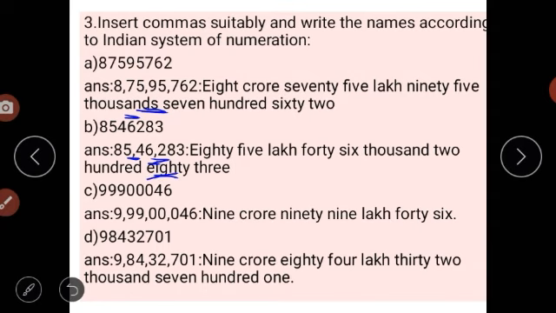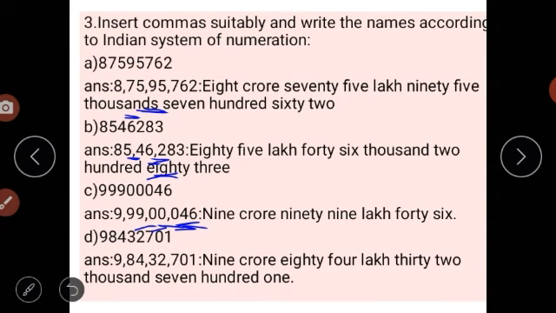So here what does it become? What are the last 3 digits? 046. So after 046 we will place a comma here. Next, what are the next 2 numbers? 0 and 0 only. So after that, what are the next 2 numbers? 9 and 9. So after that we will again place a comma. What is the one number remaining? That is 9. We will write that as it is.